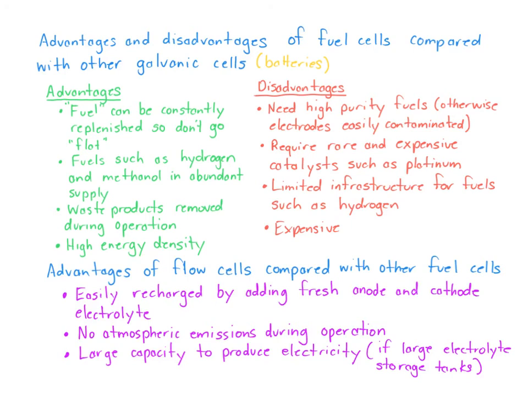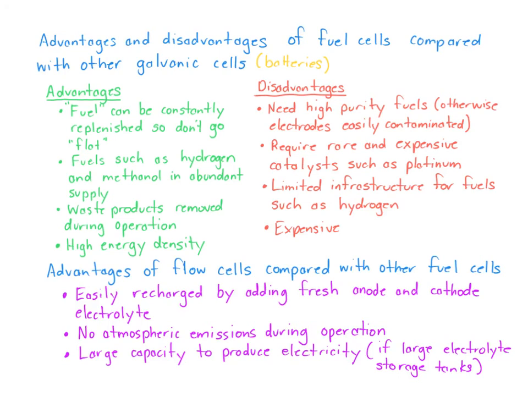The disadvantages, though, are they need high purity fuels. Otherwise, the electrodes are easily contaminated and the fuel cell won't work. High purity fuel means lots of cleaning and purification. That usually means it costs lots of money to make the fuel. They also require rare and expensive catalysts such as platinum to make these reactions happen, so that can impact how well they work.